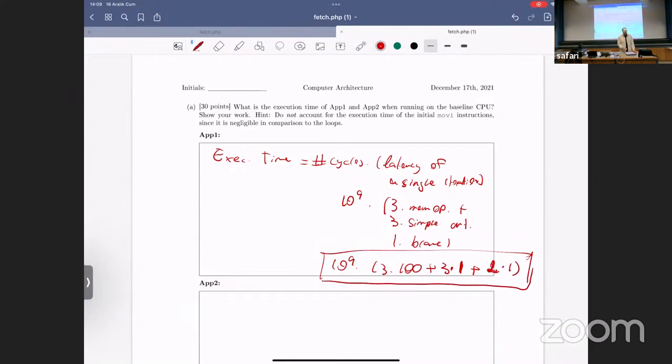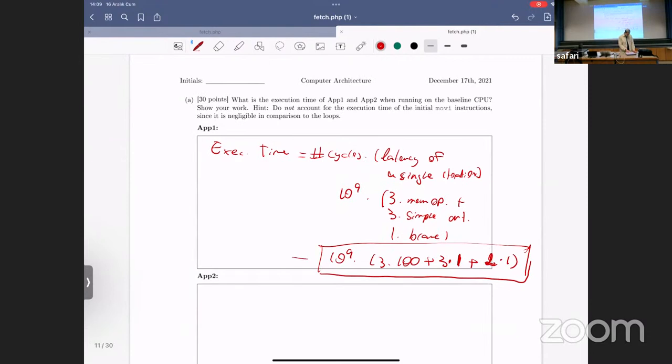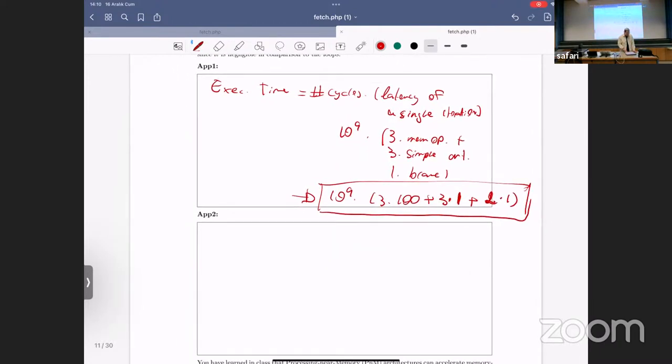Usually when I'm grading, I don't care so much about whether the math is correct or not. As long as you give me the equation correctly, I will give you the points. But if you try to do the math and then give me a wrong answer, I'm going to remove some points because I have to go through the math then. So it's better to just leave it as it is, so it's safer.